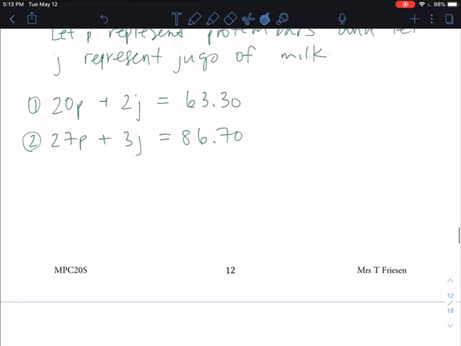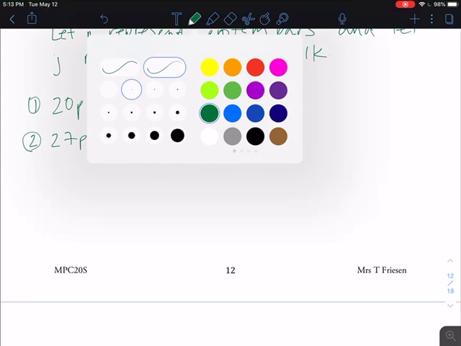But if you take a look here, if we have 20p and 27p, do you think I want to make those into the same coefficient? Do you think I want to find the lowest common multiple of 20 and 27? No, I do not. That would be ridiculous. So because of that, I'm going to find the lowest common multiple of 2 and 3. It's just much easier. And I'm going to choose orange.